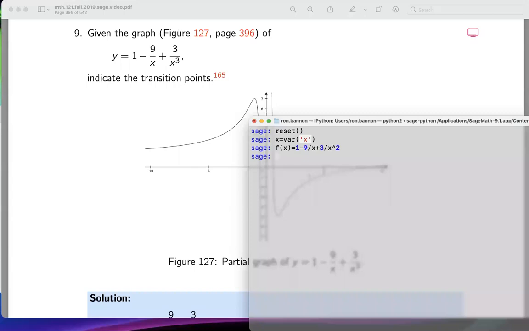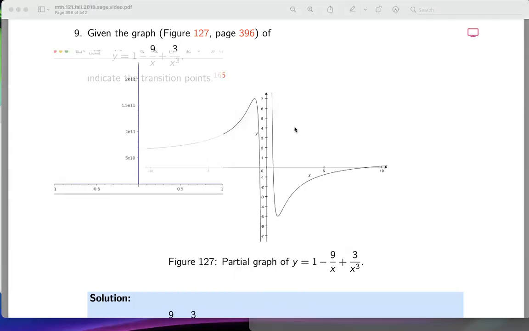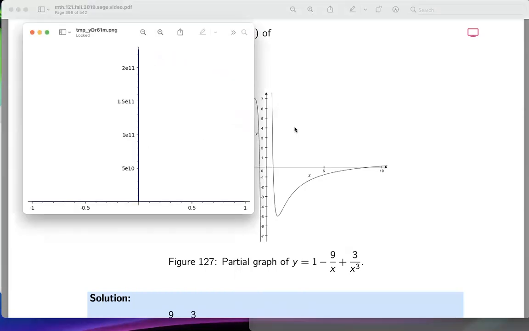Now, what do I want to do? I want to take its derivative. You know what I'll do? I'll plot first. Plot f of x. I'll do the simplest plot possible. I don't like the picture. All right, I'll do it again.